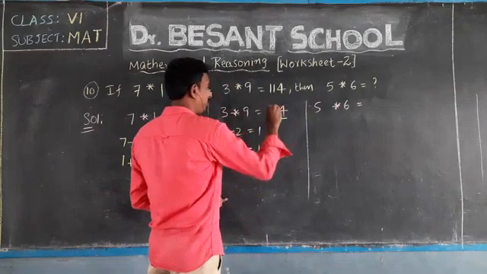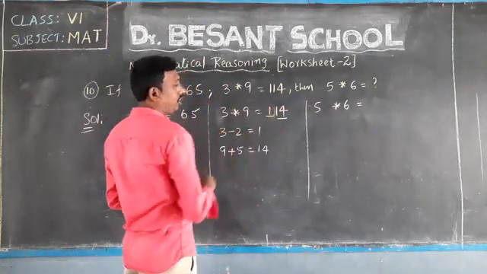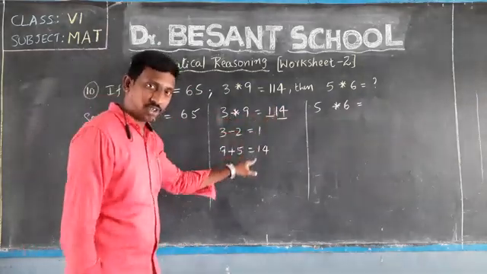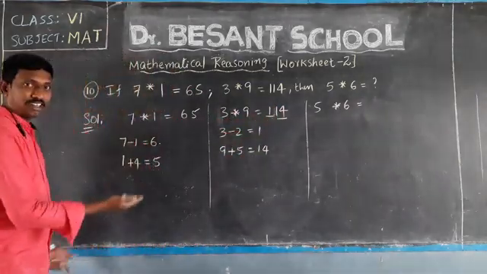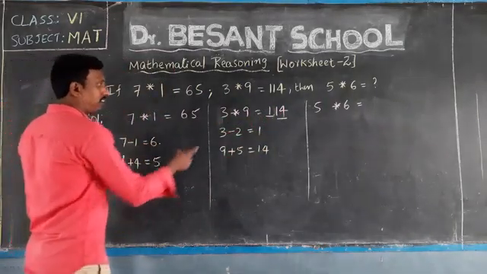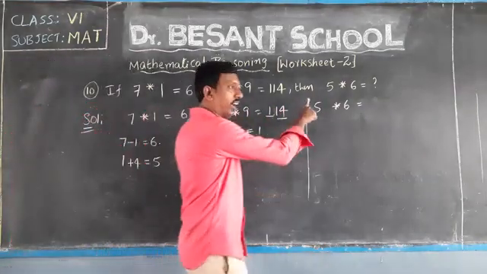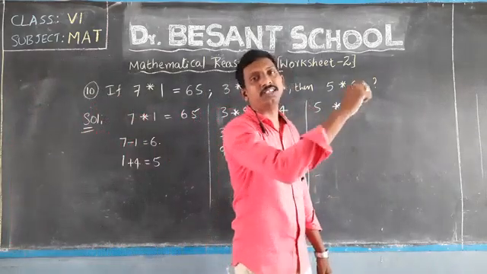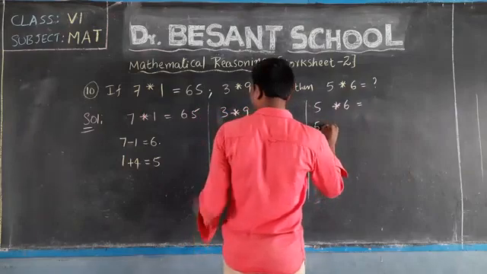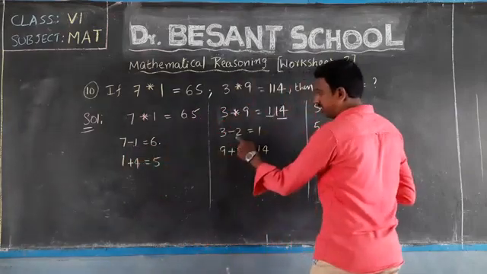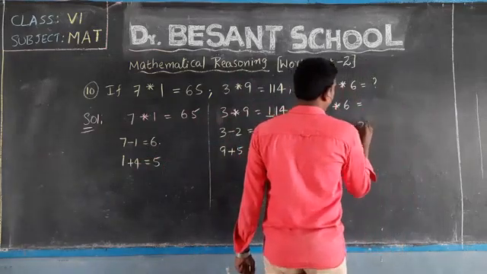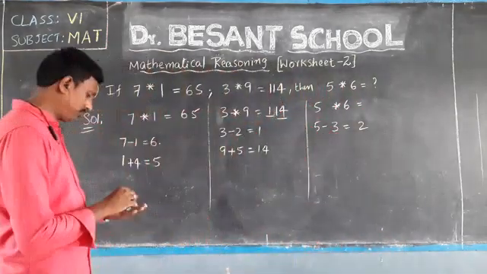Okay. So 1, 1, 4. So 3 minus 2 is 1 and 9 plus 5 is 14. You can obtain the logic here. So what is going on here? For the first number here 1 is subtracted, here 2 is subtracted and here 3 is to be subtracted. So 5 minus 3 is equal to 2.